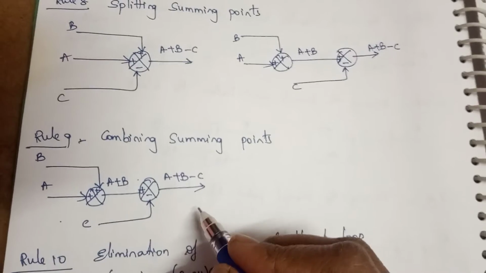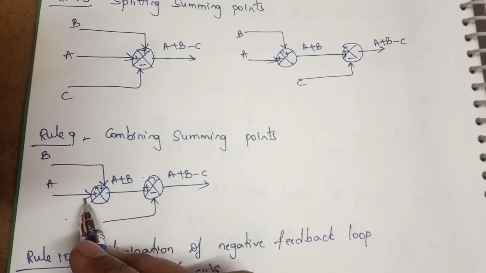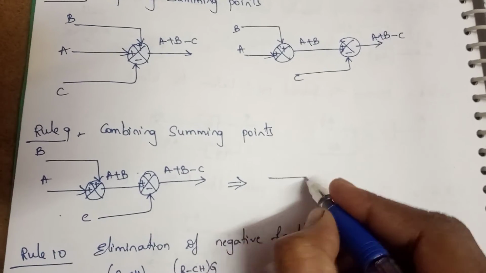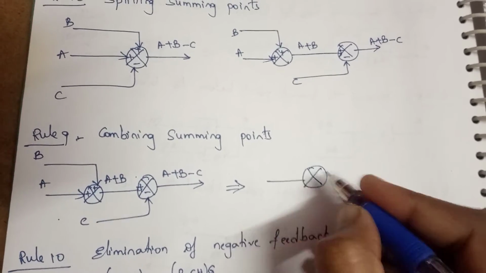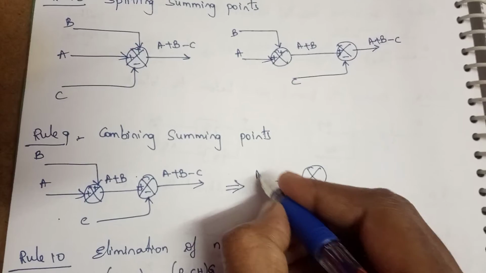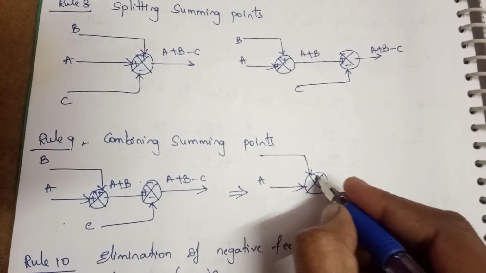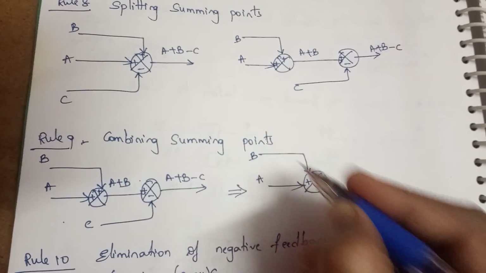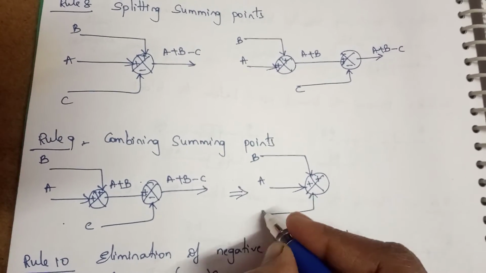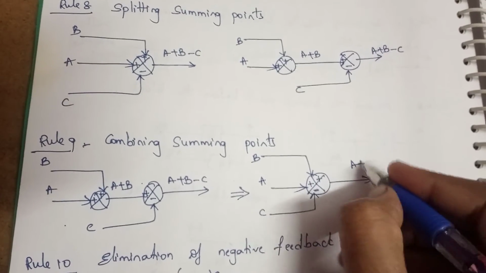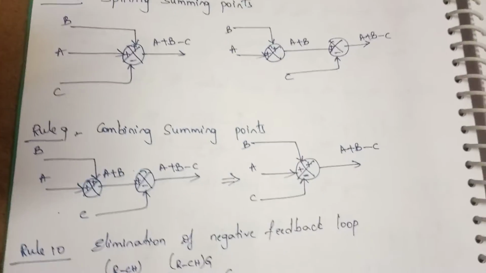Next, combining summing points. We need to combine this into a single summing point. So this is A positive, B, and this is C negative. So the output is A plus B minus C.